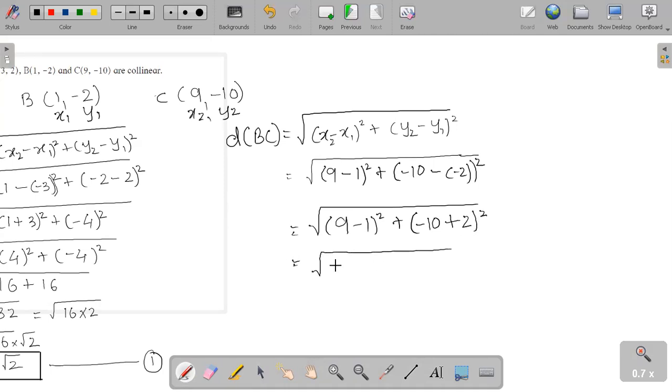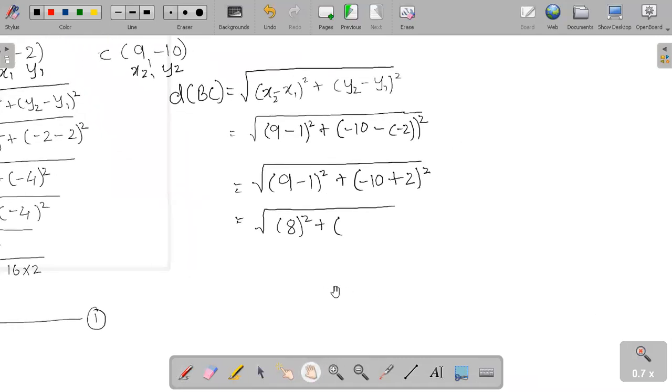So 9 minus 1 will be 8. 8 square plus. What about this? Minus 10 plus 2? Minus 8. So it becomes minus 8 the whole square. What is the square of 8? 64. And minus 8 squared will be? 64. What is 64 plus 64?